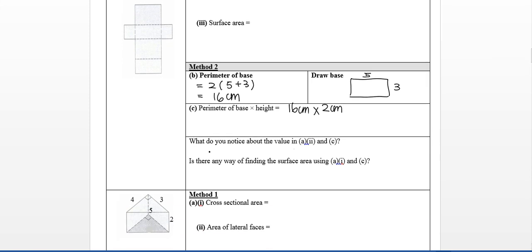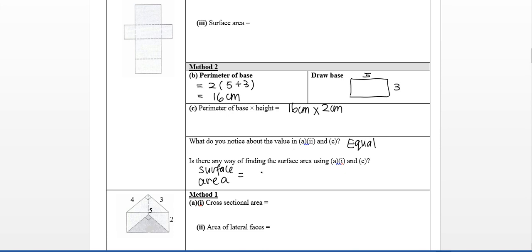And then they ask you, what do you notice about the value in A2 and C? It is just like the above section. The values are equal. And then, is there therefore another way to find the surface area? Of course, the surface area, notice that I am not writing SA for surface area. I actually have to write out, okay, what it stands for.